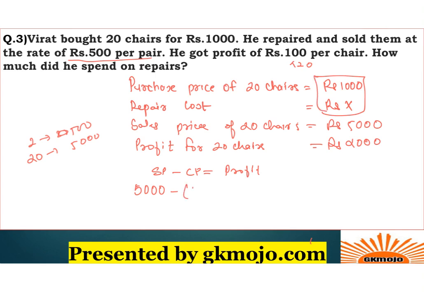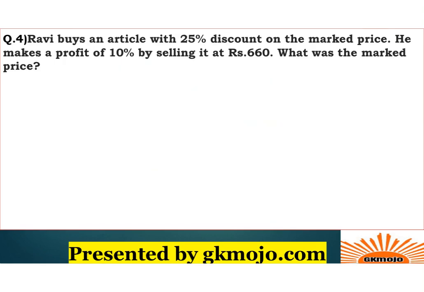All right, so it will be 1000 plus X, and what was the profit? It was rupees 2000. So when you solve this, you will get X is equal to rupees 2000, and this was the repairing cost for Virat. Alright, I hope you have understood the question. Let us have a look at the next question.